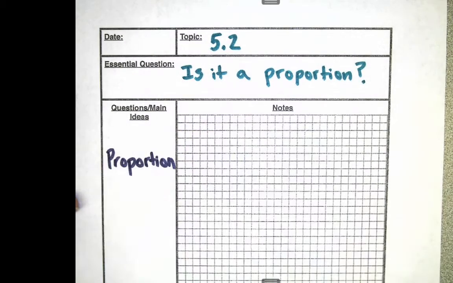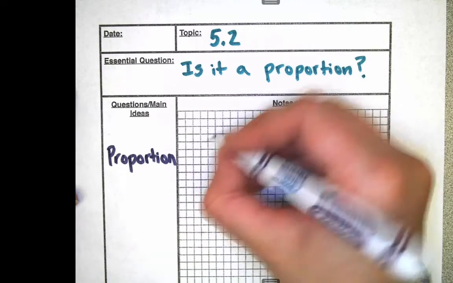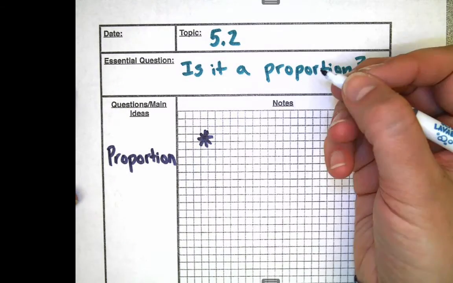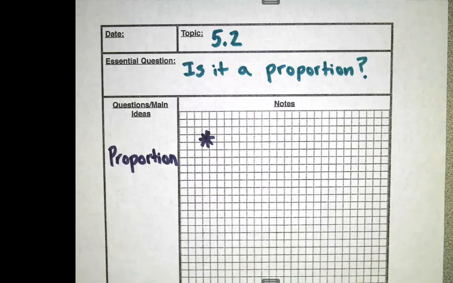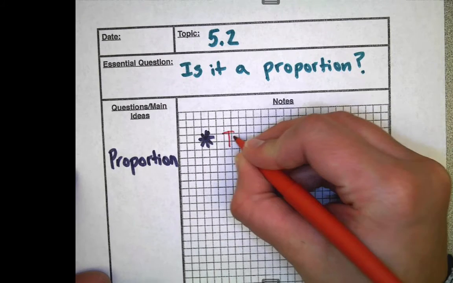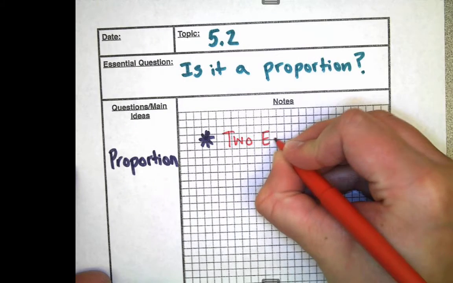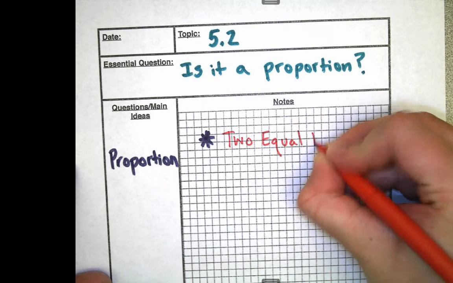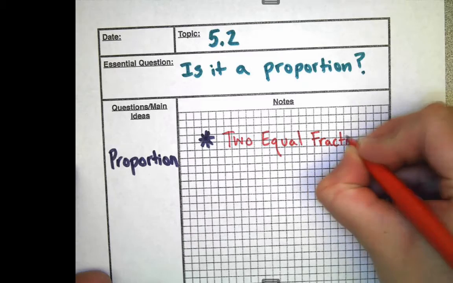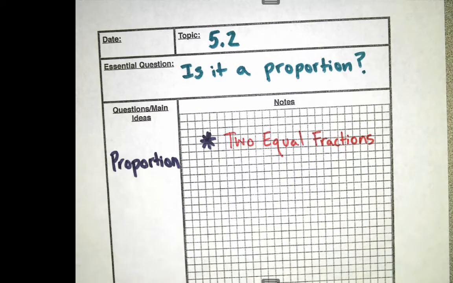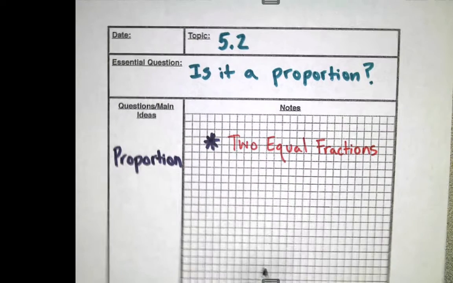So there are three things I think of when I think of a proportion. First thing, I'll put a little star over here. The first thing I think of is it's got to be two equal fractions. I mean, that's technically the definition of a proportion. So the first thing I'm going to write down is two equal fractions. That is our definition of a proportion. But we can get a little more detailed about these two equal fractions. For instance, we can look at them in tables and we can look at them in graphs.